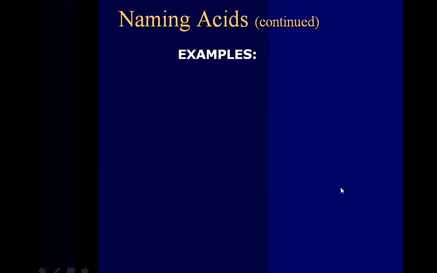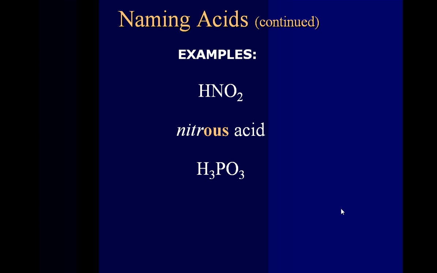All right, so here's some examples. I want you to try these on your own. Pause the video for just a moment and try to name this. Okay, you've had a chance. We have 1 less oxygen than we started with, so the NO3 is nitrate, so we have nitrite, so the name of this acid is nitrous acid. Okay. The phosphate, PO4, has 1 less oxygen, so it's now phosphite, so this is phosphorous acid.